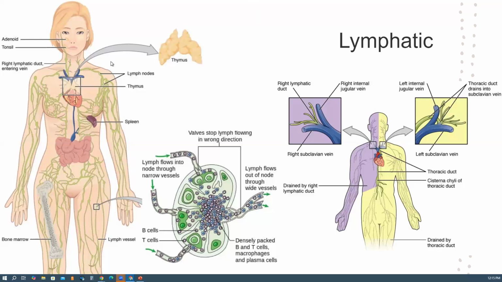And then just remember your key organs for the lymphatic system. So you've got your tonsils, you've got your thymus, which won't be available in adults, but you have your spleen, which is your biggest one, and you also have your bone marrow, and then obviously your lymph vessels, your lymph nodes, etc.